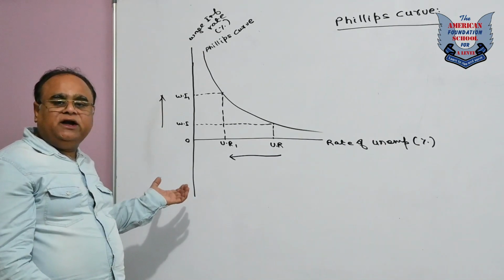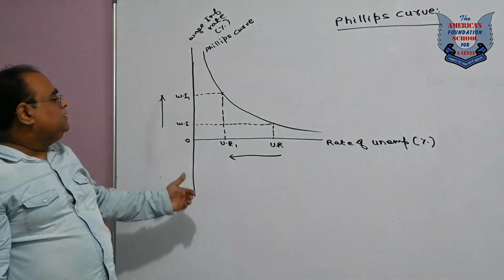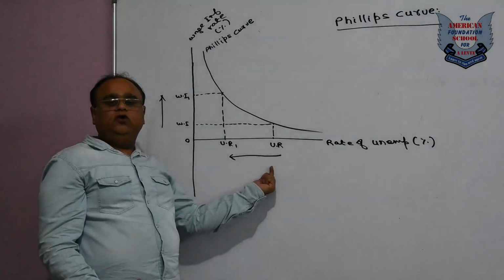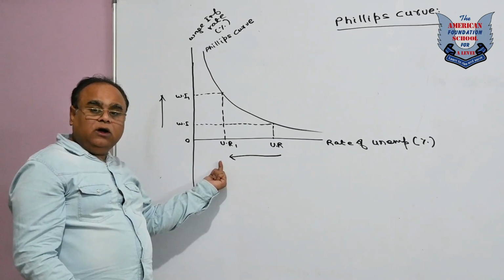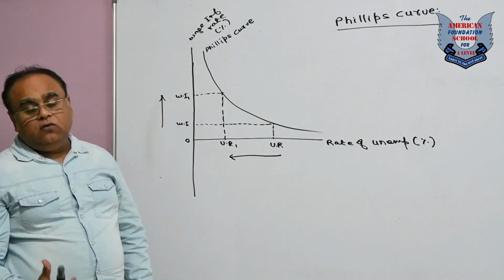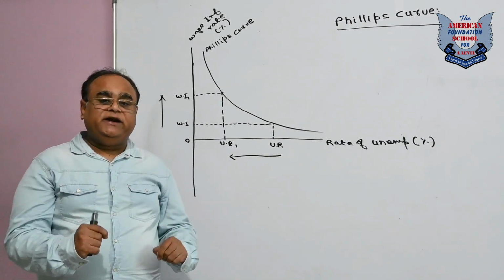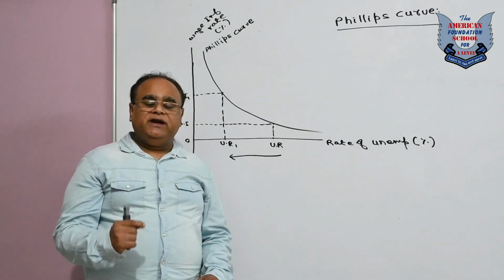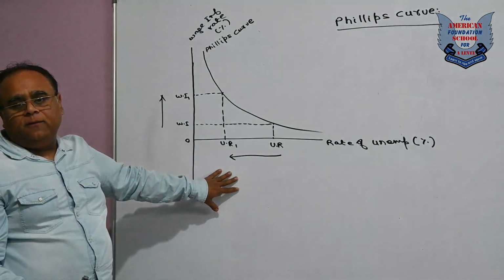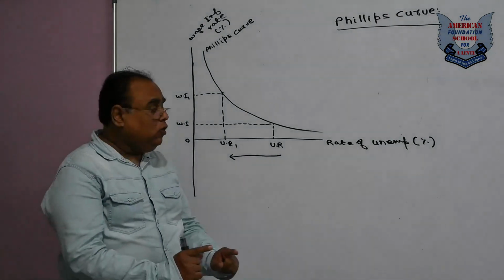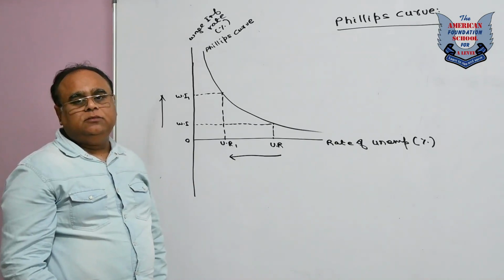And when the wage inflation rate increases, and wages are increasing at a greater rate, then obviously workers would prefer to do a job. Workers would prefer to remain in work. That's why the unemployment rate would fall. That is the reason why Phillips stated that there is an inverse relationship between the wage inflation rate and the unemployment rate. So this line is showing an inverse relationship.